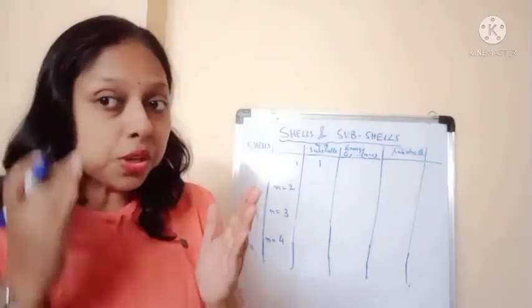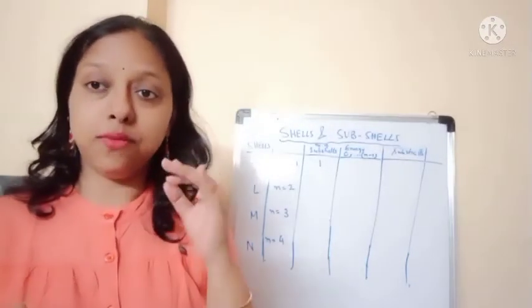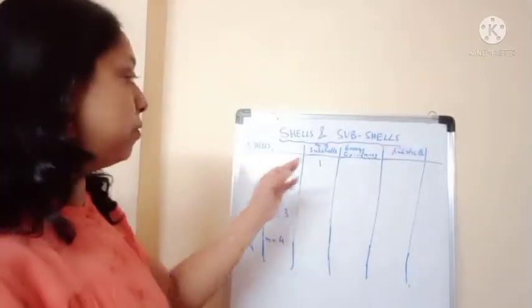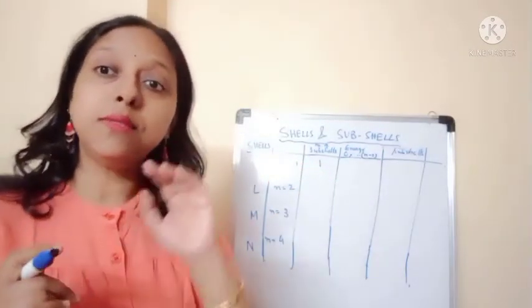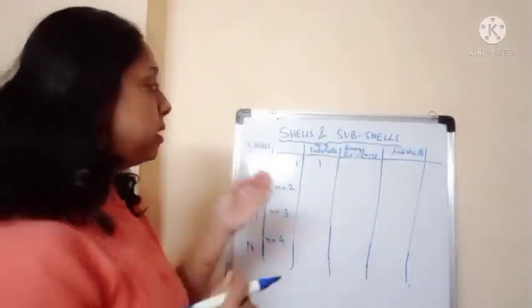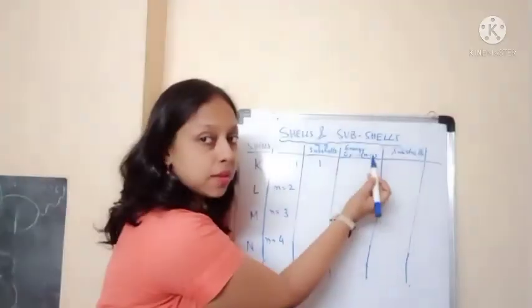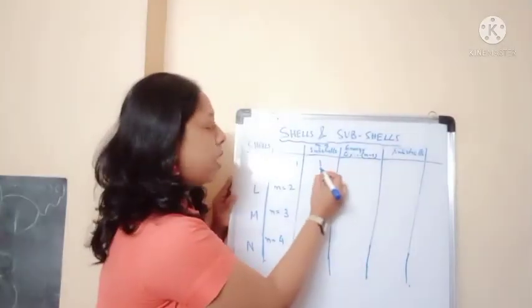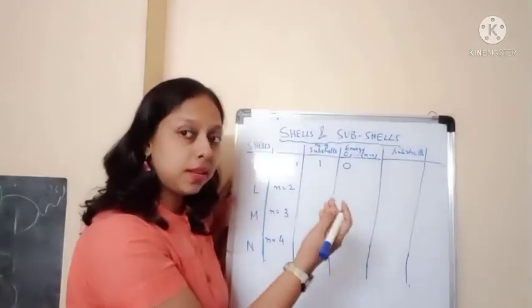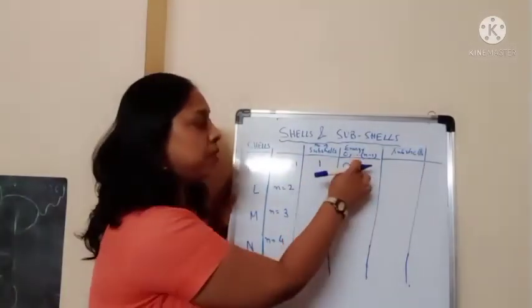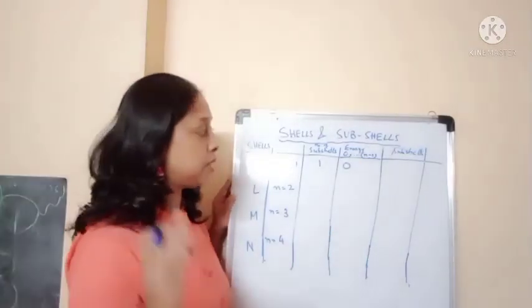So the number of subshells will also be 1. A shell with n equal to 1 has 1 subshell. Now what will be the energy level of a subshell? It is numbered from 0 to n minus 1. So when n is 1, it starts from 0, and n minus 1 is 1 minus 1, which gives 0. That means it has only one subshell, whose energy level is 0.